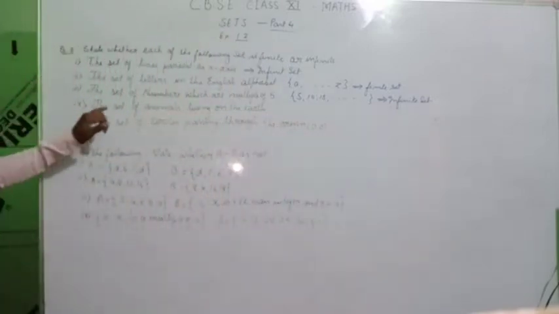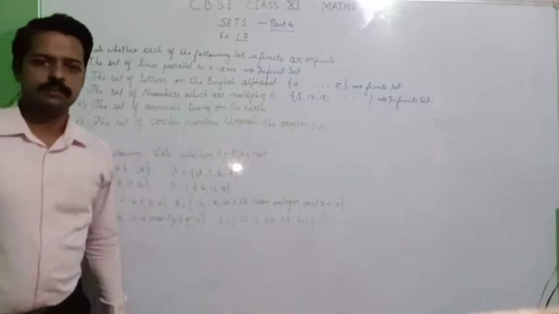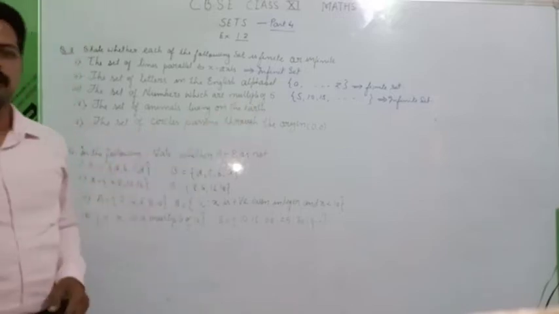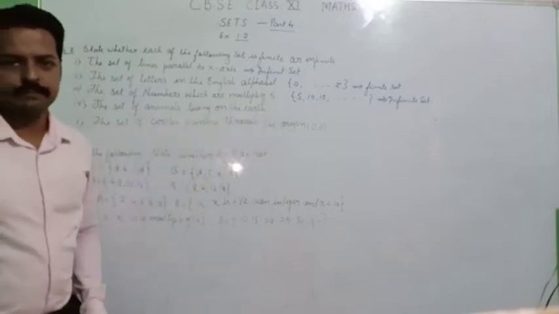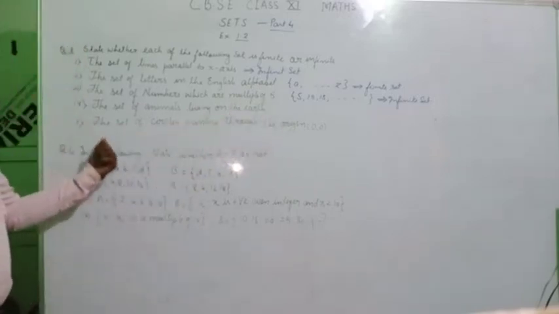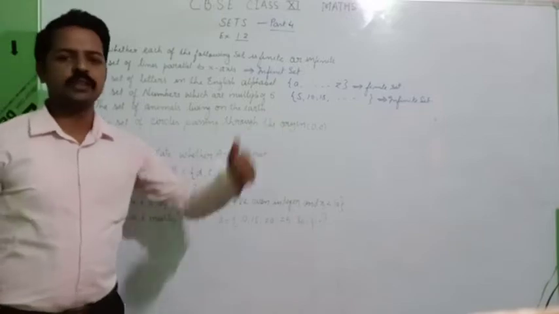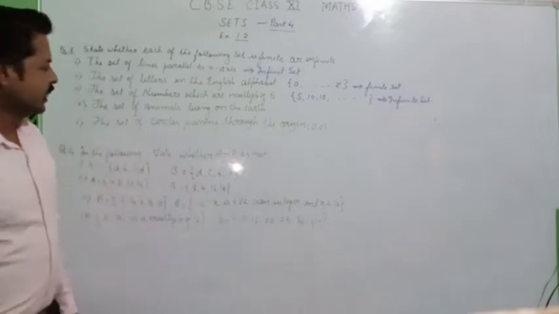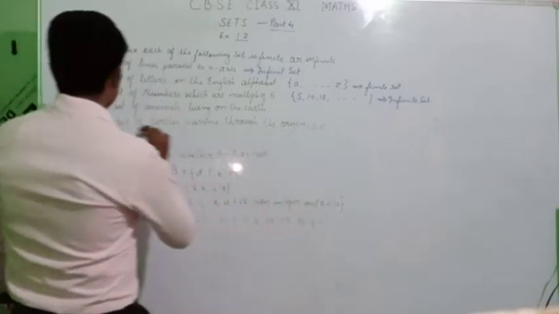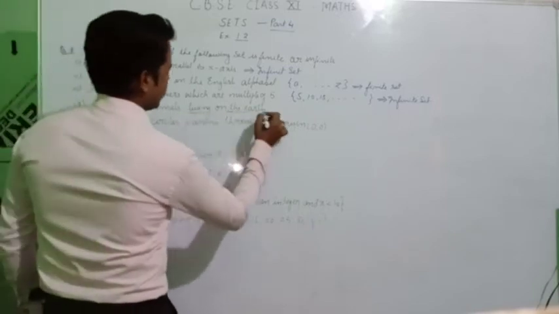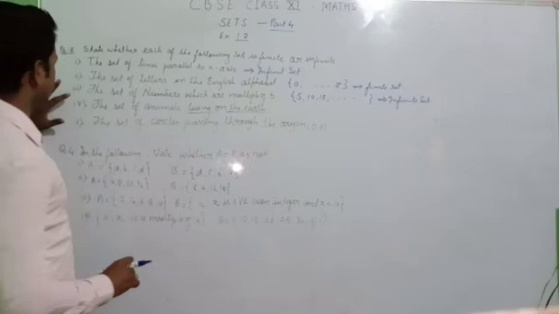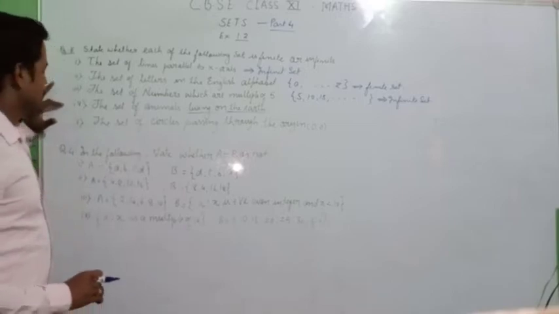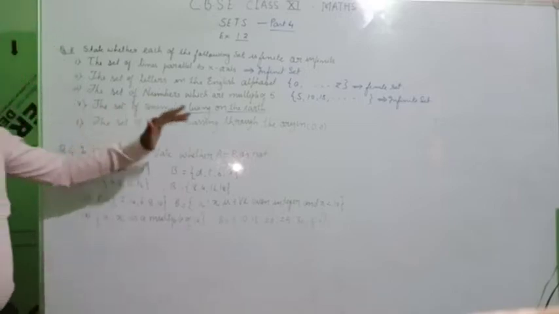Fourth one. The set of animals living on the earth. Can you count how many animals are there on the earth? It is impossible. So it is an example of infinite set. Fifth one. The set of circles passing through the origin 0, 0. Now, the set of animals living on the earth can be counted. Can be counted, but you can't do it. It is an example of finite set. Okay. The set of circles passing through the origin.